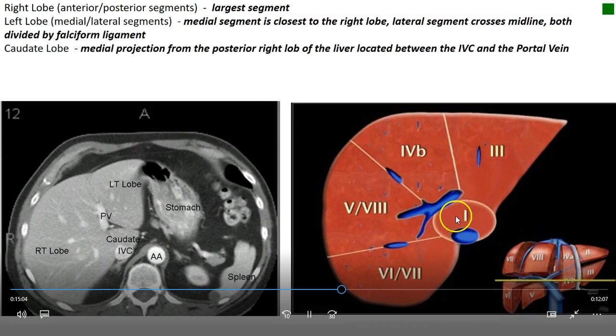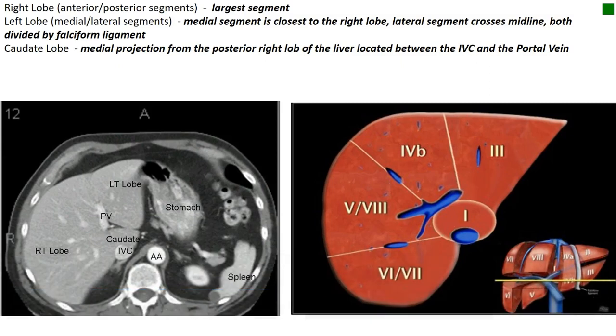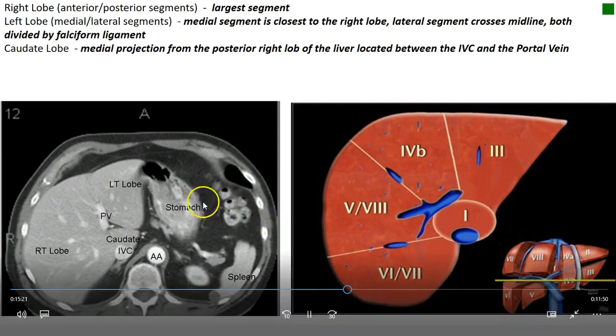We're going to talk about the surgical divisions of the liver in a little bit, but know that they divide up the liver into 8 different segments. And the left lobe of the liver actually has a medial and a lateral segment, and the medial segment is closer to the right lobe, and the lateral segment is further away. So this is the medial segment, and this is the lateral segment of the left lobe. Medial meaning closer to the right lobe, lateral meaning further away from the right lobe.